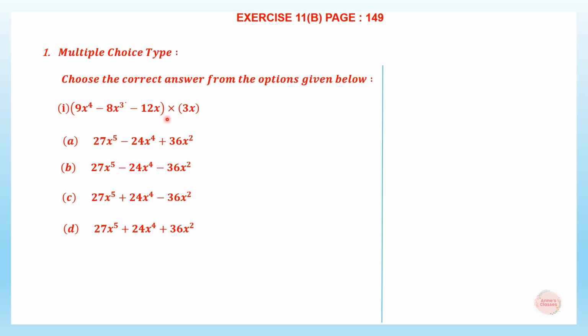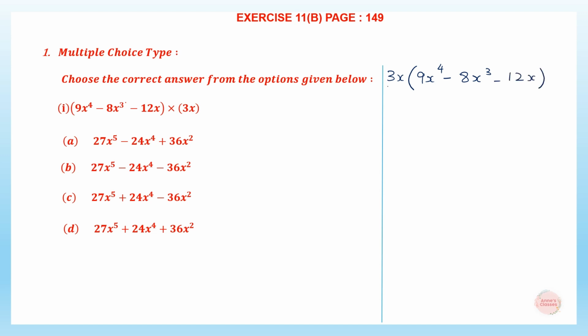Now here we have an expression multiplied by a monomial, and we have to see which of these answers is the correct one. So let's take this polynomial and multiply it with this monomial. Now how do we do it? We multiply this monomial with each term inside. So I'm going to start off with that step. That is, we have 3x into 9x to the power of 4 minus 8x to the power of 3 minus 12x.